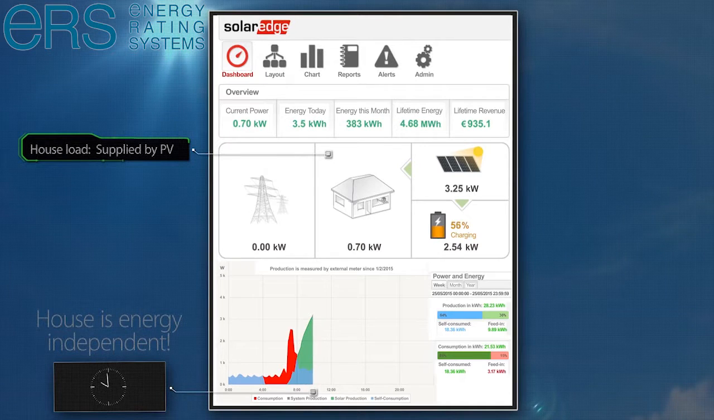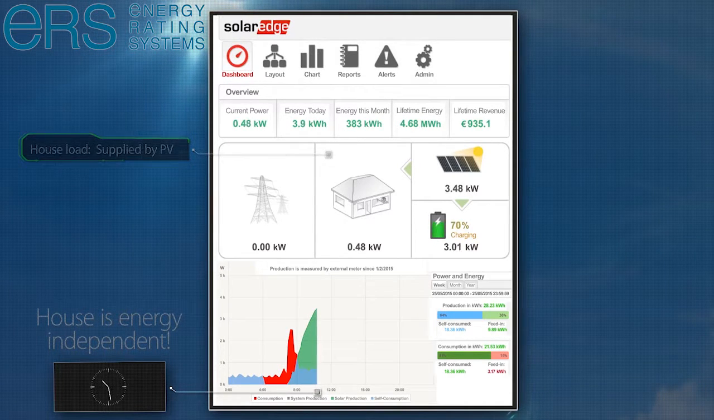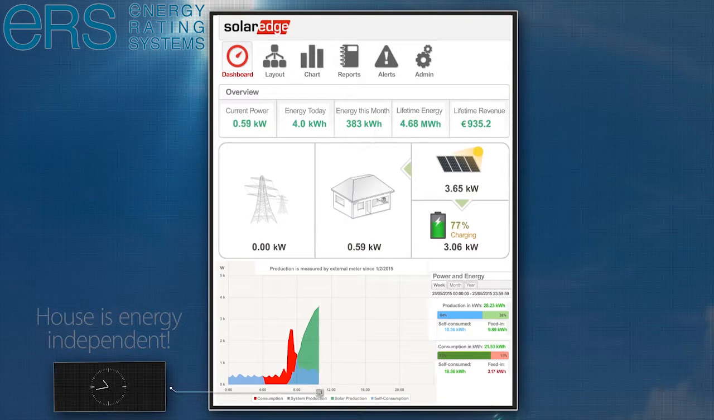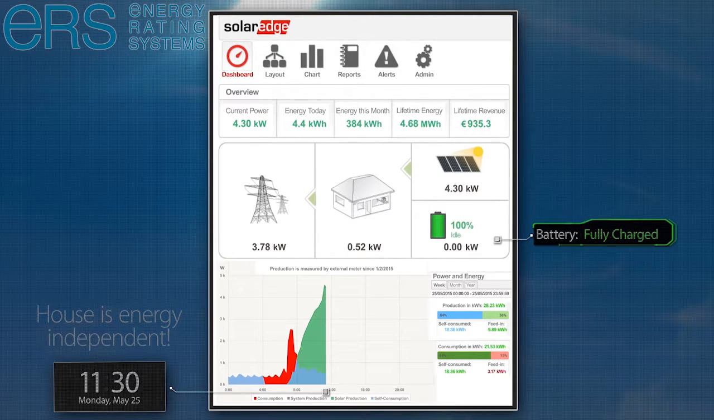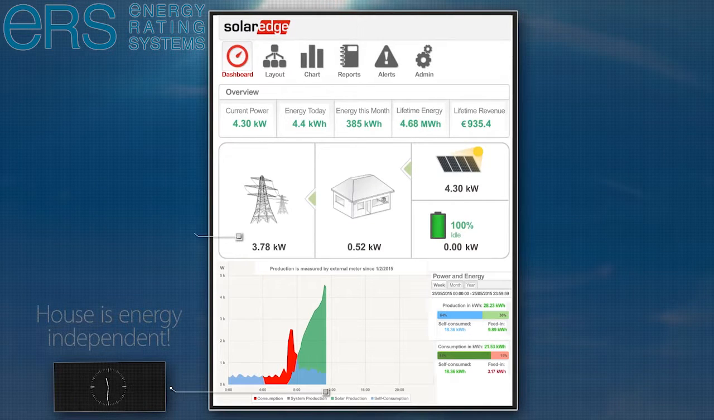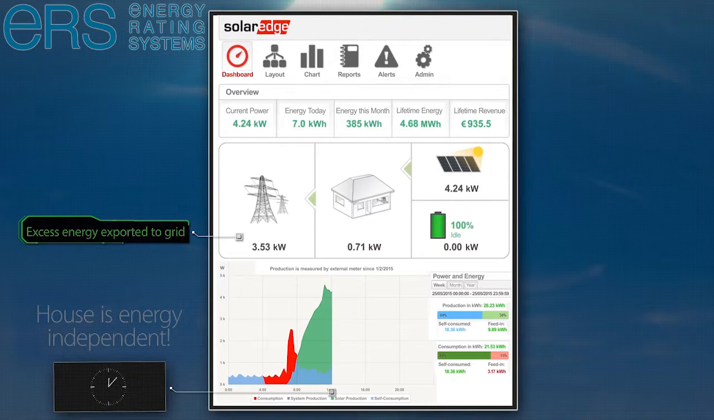In this case, the excess PV energy is used to charge the battery. The battery continues to be charged by PV throughout the morning. The house load remains low and is fully supplied by the PV energy. With PV at peak production and the battery reaching full charge, the excess energy can now be exported to the grid. At midday, the house is still energy independent.